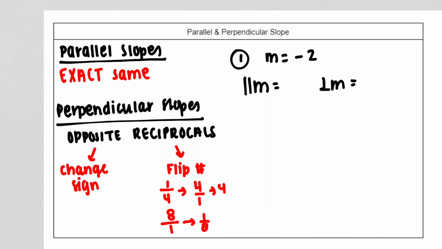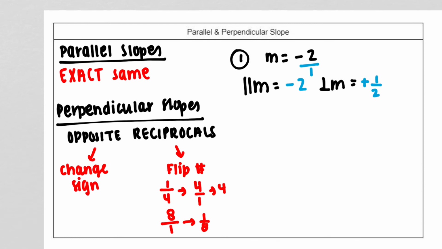So the first example we're going to do together, I'm telling you here that your slope is negative 2. I want you to tell me the parallel slope and the perpendicular slope. So remember, for parallel slope, it stays the exact same. So my parallel slope here is negative 2. Now my perpendicular slope, we're first going to change the sign. So we're changing it from negative 2 to positive 2, and I need to flip it. So I need to put 2 over 1, and it's now going to be 1/2. So my perpendicular slope would be positive 1/2.